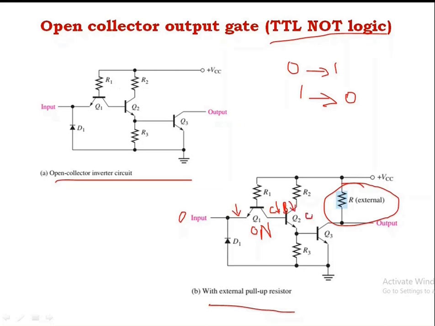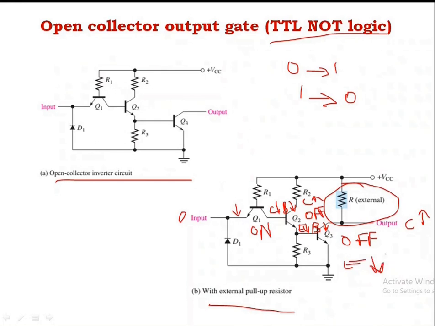If the collector is low, the base becomes low. Now your transistor T2 is off. Off means the collector is high, the emitter is low. Correct? So the emitter is low. This emitter is connected to the base of Q3, so the base is also low. If I am getting a low base voltage, then what about my transistor? The transistor will be off. Now Q3 is off. So Q3 off means the collector is high, the emitter is low.